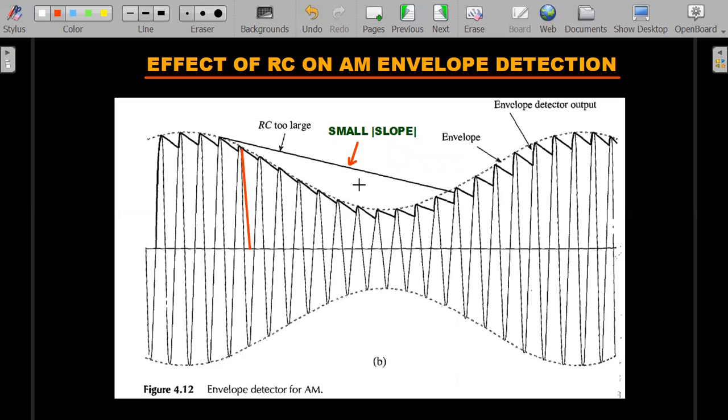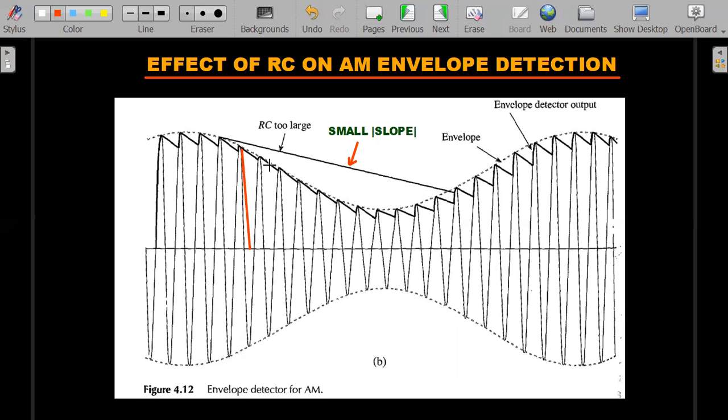There is another problem. If you make RC too large, too small means it is going to discharge immediately, but if it is too large, from the top it will follow a very small slope. If RC is too lazy, that means the time constant is too large, the time taken for decaying is very, very large. Then instead of following this envelope, this small slope will go and hit it somewhere else. So your final detector will think the message is like this instead of following this one.